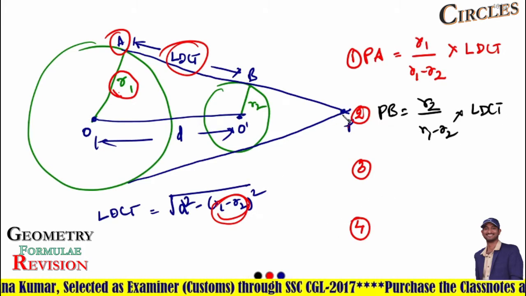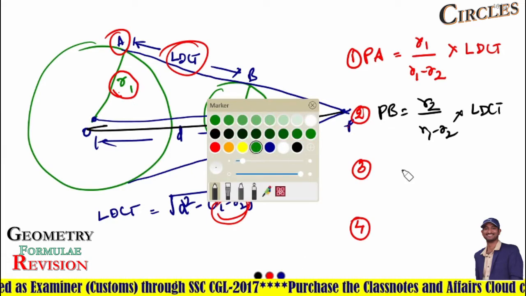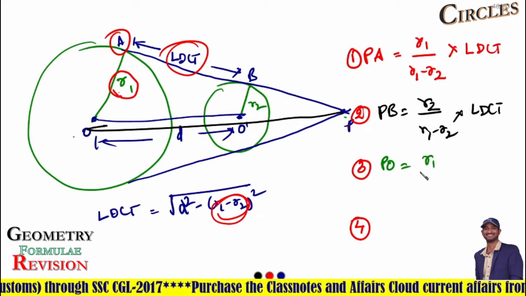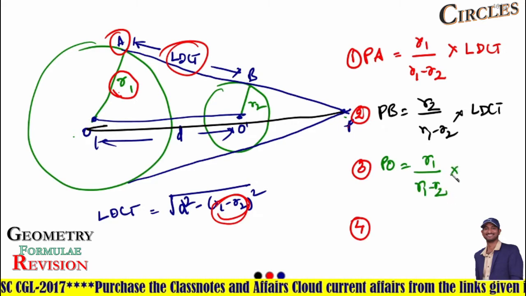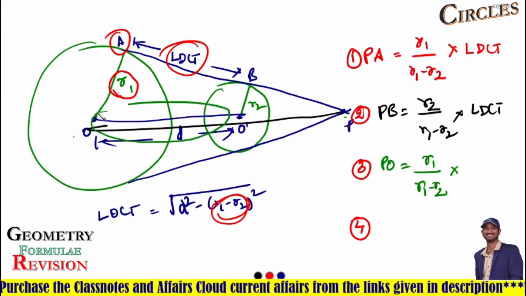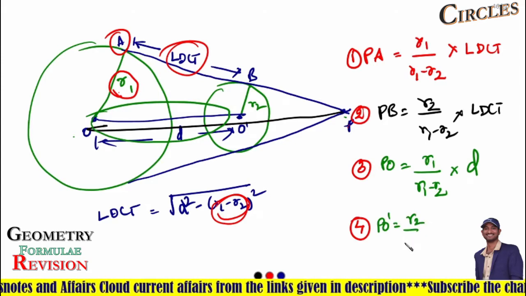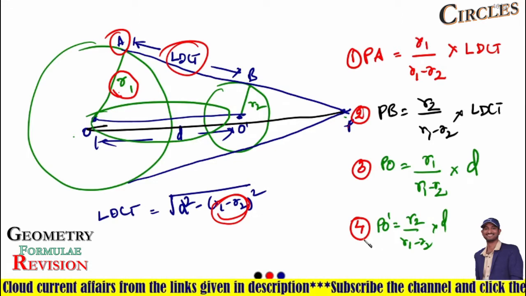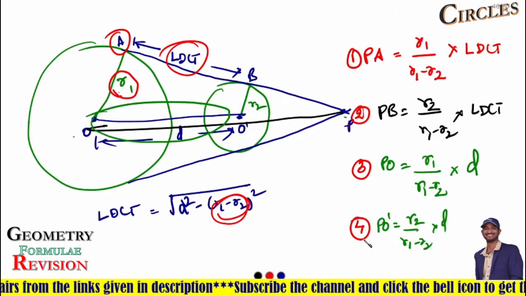If I talk about PO, PO for the first circle is R1, and since we are discussing direct common tangents, R1 minus R2 into D, because PO is on the extended part of the distance between the centers. Similarly, PO dash is R2 by R1 minus R2 into D. So these are the 4 formulas. Please remember them, then you can definitely solve problems very quickly.